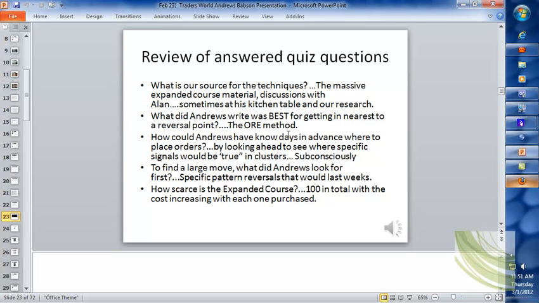How could Andrews have known days in advance where to place orders? Answer is by looking ahead to see specifically where these signals would be true in clusters. Okay, and he could have done this subconsciously. After a while, this happens automatically when you do geometry. So to find a large move, what did Andrews look for first? Well, the answer is specific pattern reversals, where the reversal would last for weeks, if not months. Okay, and how scarce is the expanded course? Answer is 100 in total, with the cost increasing with each one purchased.